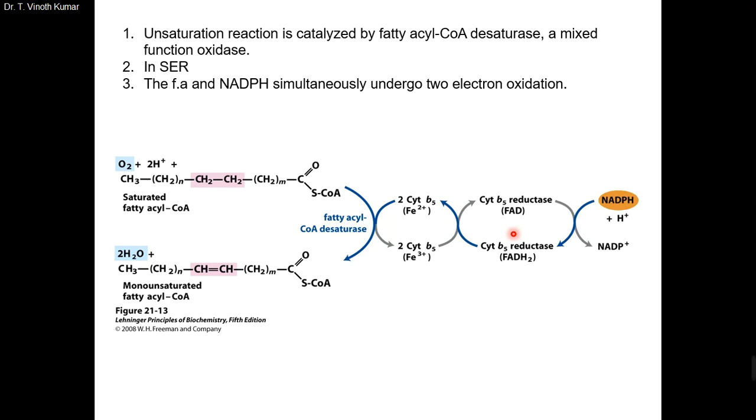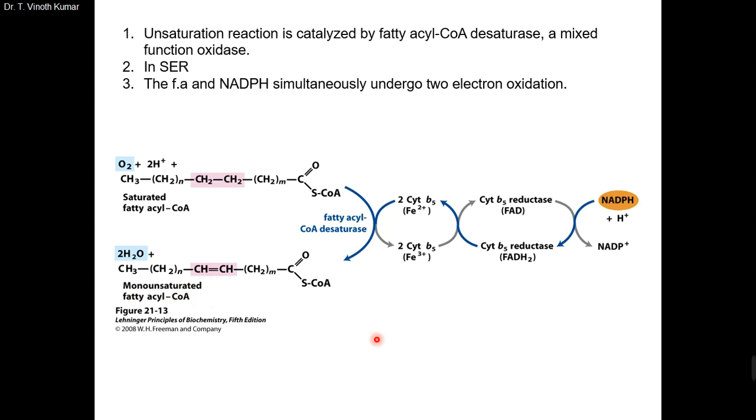So this is the unsaturation reaction. Unsaturation means removal of 2 hydrogens, with NADPH being converted to NADP. This is a saturated fatty acid. Just see here, this is CH3, CH2 n number of times, and finally CH2 and CoA. This fatty acid CoA is acted on by desaturase. Desaturase forms CH2 single bond CH2 converted into CH double bond CH. This is called a monounsaturated fatty acid CoA.